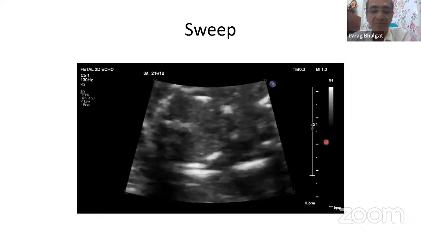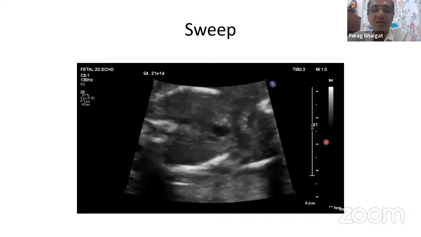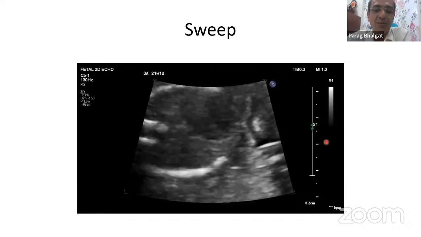So see the sweep again and again. Try to see these images in a dark room, so we'll understand. If you put the light on, then we won't be able to appreciate the black and white images.